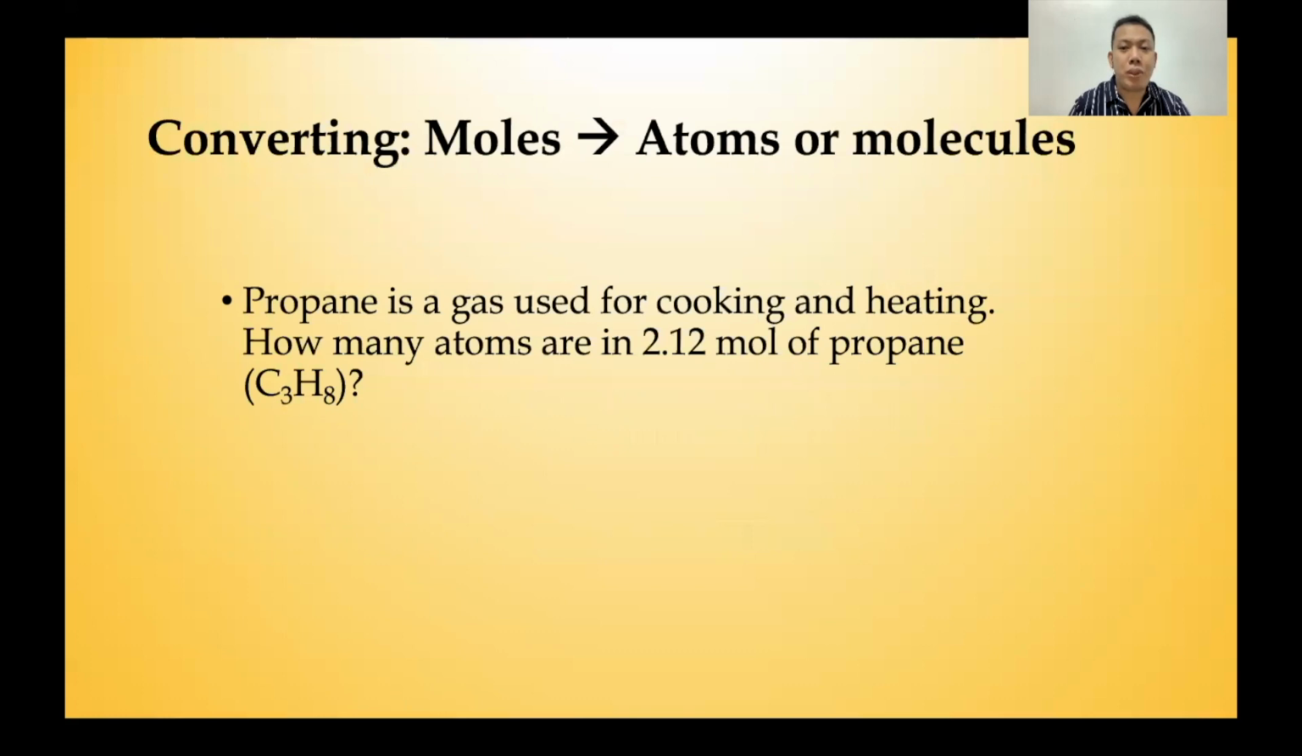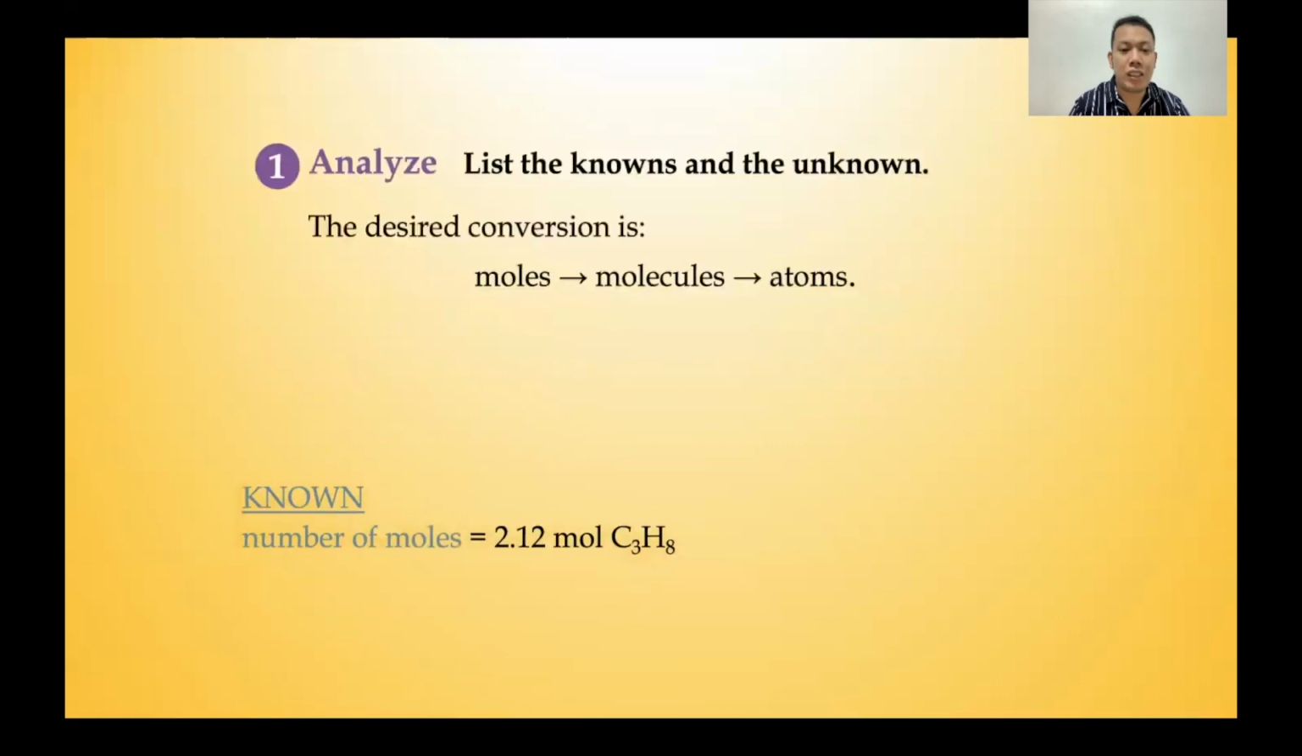So, converting moles to atoms or molecules. For example, propane is a gas used for cooking and heating. How many atoms are in 2.12 moles of propane? By the way, the shorthand for moles is mol. The chemical formula for propane is C3H8.